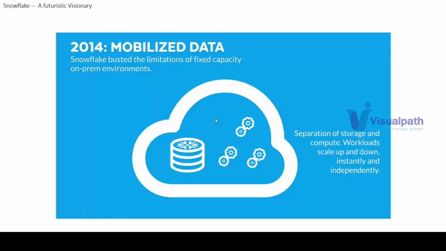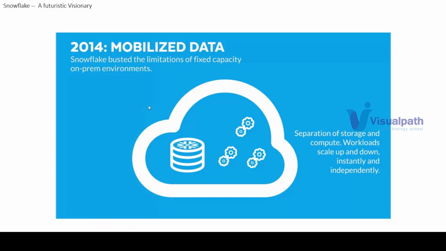Because you can store the data separately, and you can also process your data separately. Storage and processing were separated in 2014. That means the data will be moved to the process. That's what is called mobilizing the data. So in 2014 itself, this began.